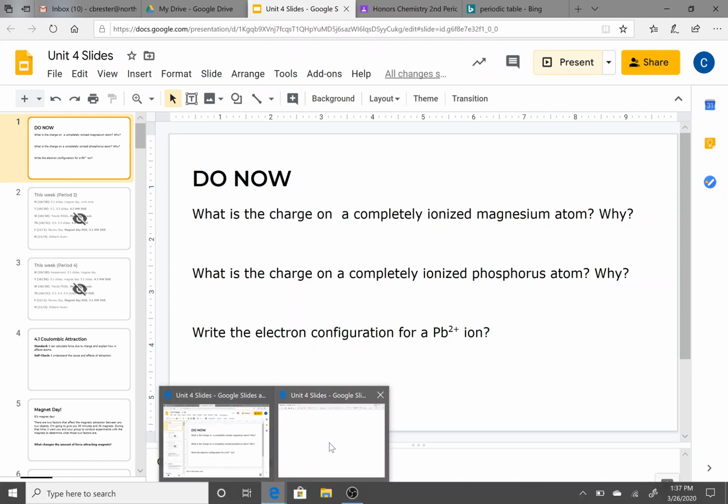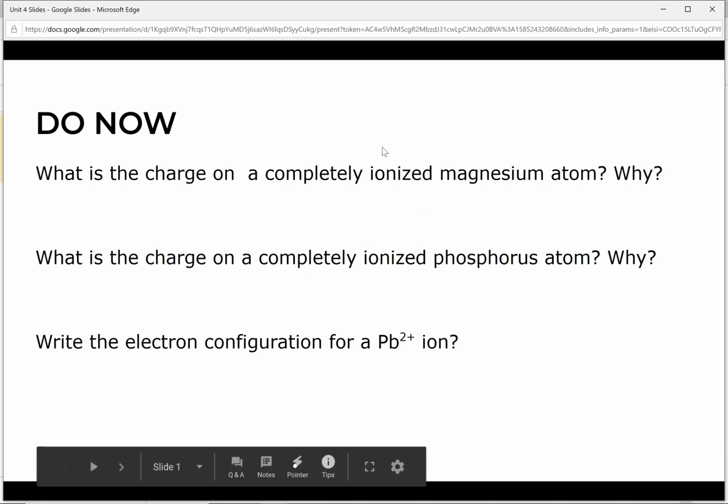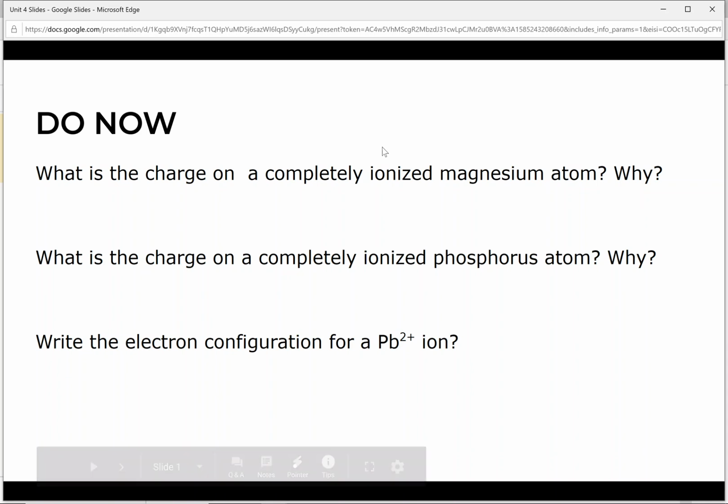We're going to pick up here with our Unit 4 stuff. So just wanted to get started with a little bit of review, kind of get back into our natural methods that we do in the classroom, starting with our do now. In 3.9, we had talked about ionization. So just think for a second, the charge on a completely ionized magnesium atom, what would that be?